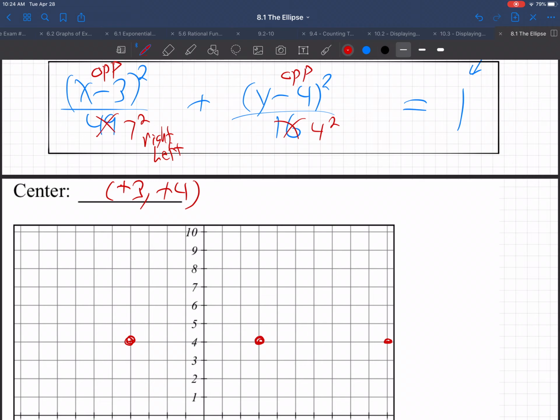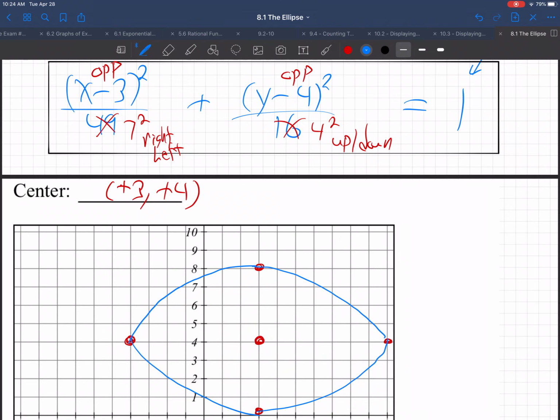And what is underneath y? That's up and down. Up and down 4. So I'll go right there. See how I went up 4? 1, 2, 3, 4. Then down 1, 2, 3, 4. It's going to be right there. So there we've got our ellipse. Mine always look a little pointy, but there we go. There's the general shape of the ellipse.